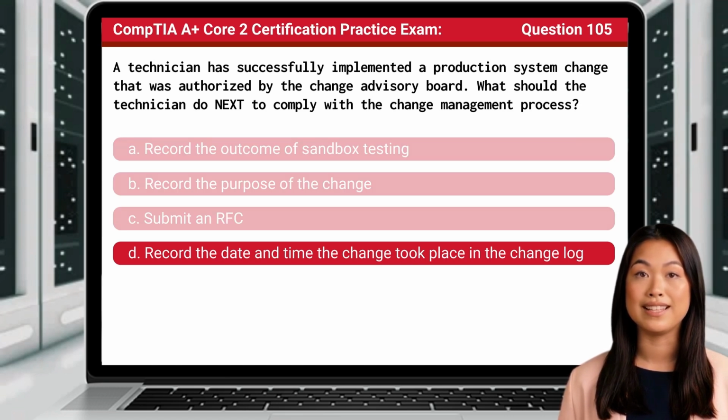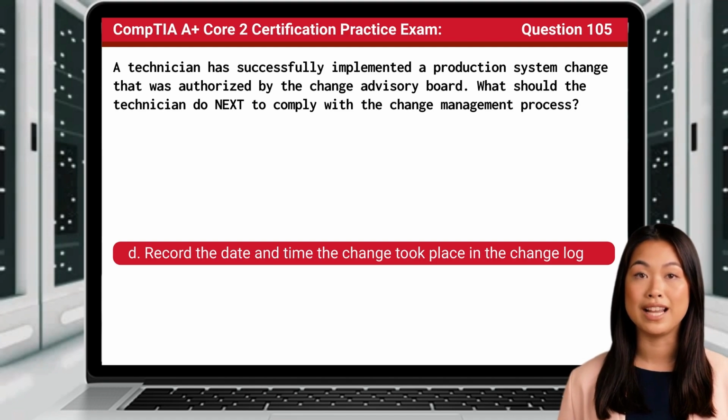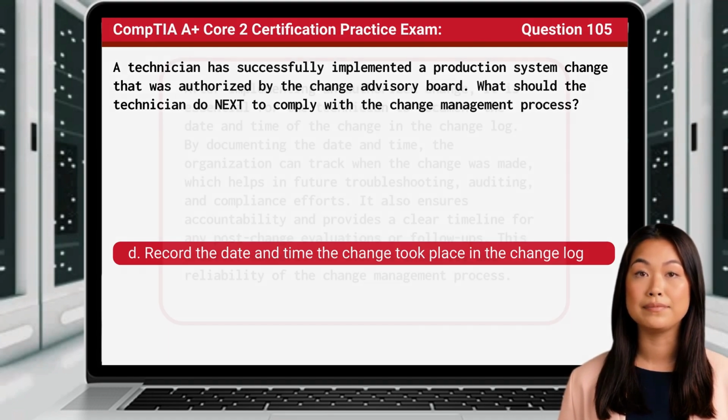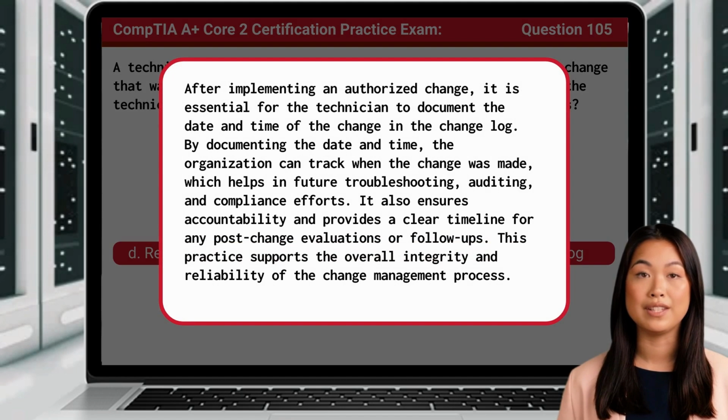The answer is D. Record the date and time the change took place in the change log. After implementing an authorized change, it is essential for the technician to document the date and time of the change in the change log. By documenting the date and time, the organization can track when the change was made, which helps in future troubleshooting, auditing, and compliance efforts. It also ensures accountability and provides a clear timeline for any post-change evaluations or follow-ups. This practice supports the overall integrity and reliability of the change management process.